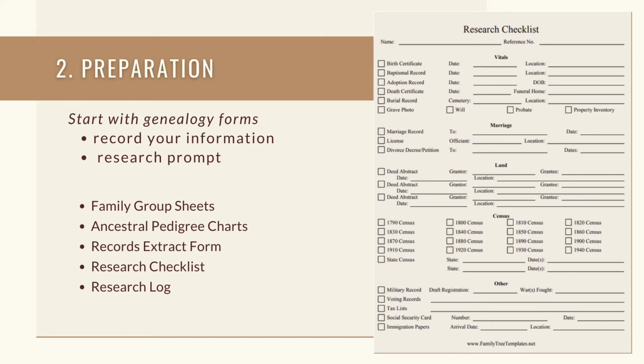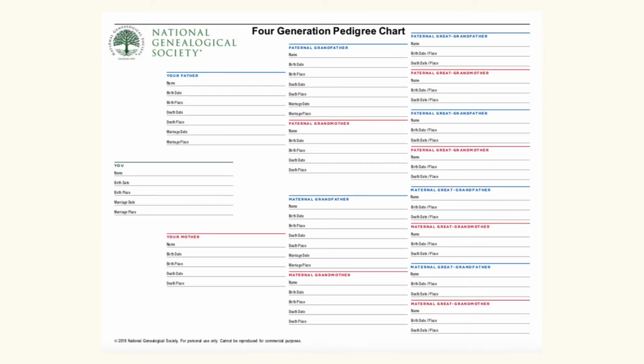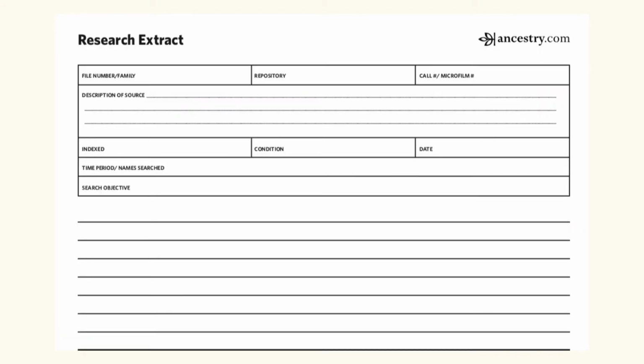These forms give you a place to record your information and act as a research prompt. Here's some examples: family group sheets, ancestral pedigree charts, research extract forms, records checklists, research logs, and more. You don't have to use all of them, but try them out. You'll probably find which ones work best for you.